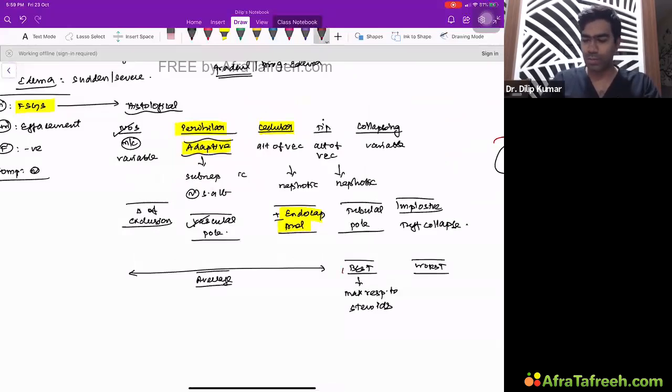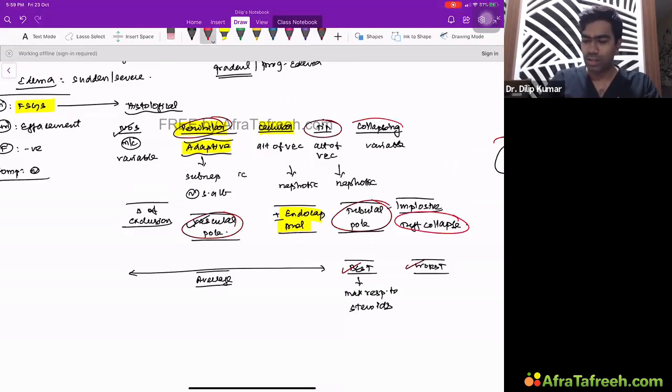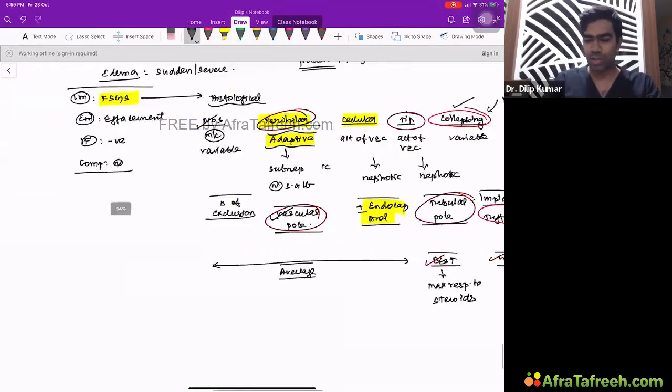The usual questions will be best and worst prognosis, and where you will see vascular pole versus tubular pole. Depending on that, you can tell perihilar versus tip variant. And what will you see in the collapsing variant? That's a tuft collapse. Usually in HIV and heroin, very commonly you will see a collapsing type of FSGS only. They'll typically produce a massive tuft collapse, and that will result in fast progression of renal failure and very bad prognosis, and they don't respond to steroids as well.